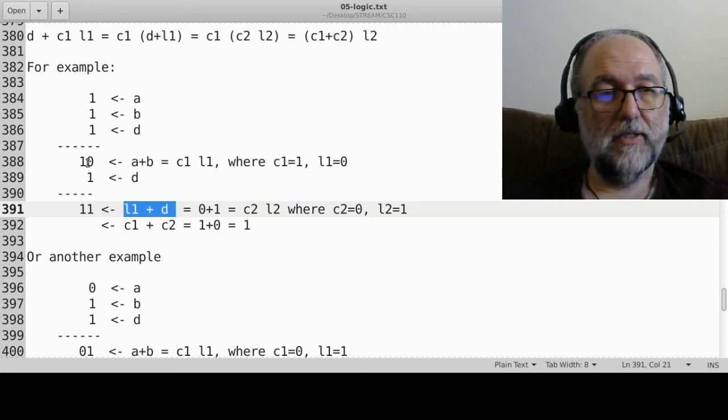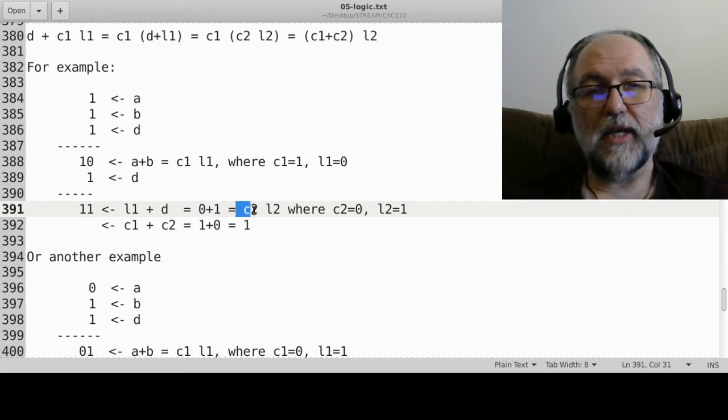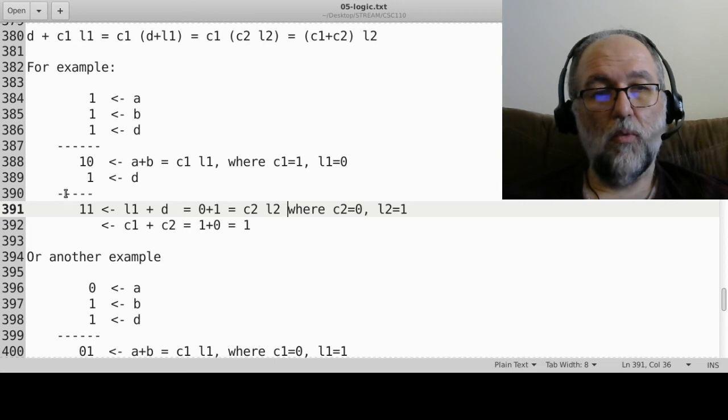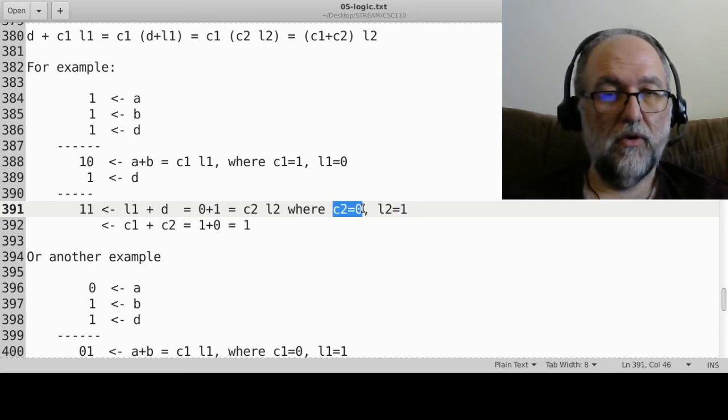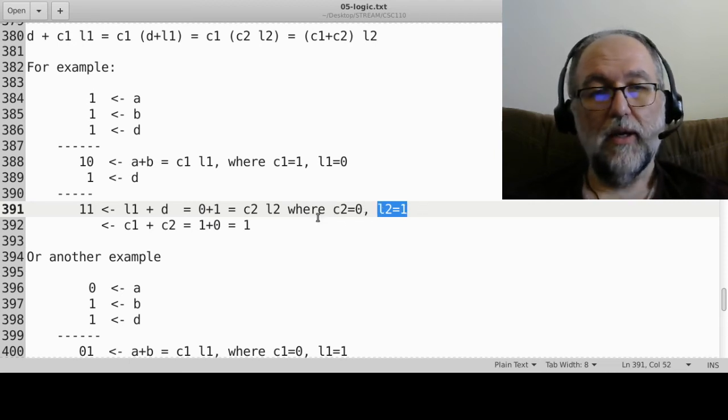So L1 plus D, that's 0 plus 1, and that's going to give me a number that looks like C2, L2, that's my second addition. And now what's that going to look like? Well, when I do 0 plus 1, I'm going to get 1 carry 0. And so for my second addition, my least significant figure is 1, and my carry is 0, like that.